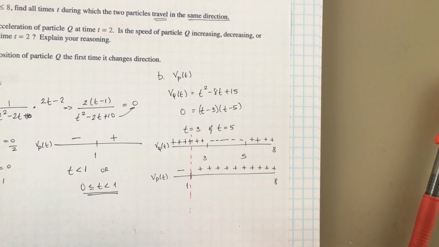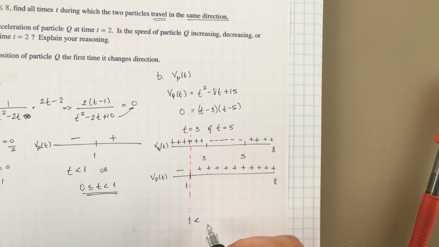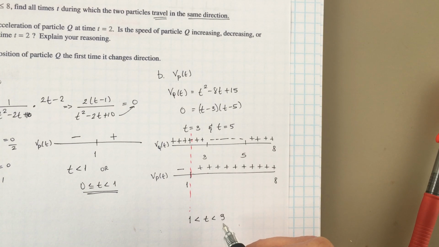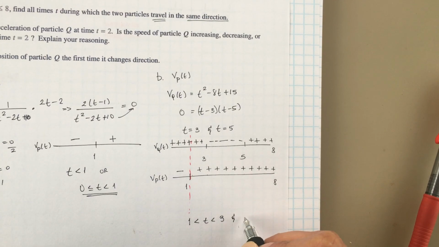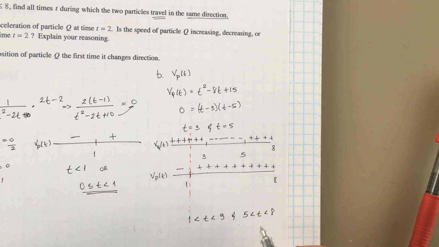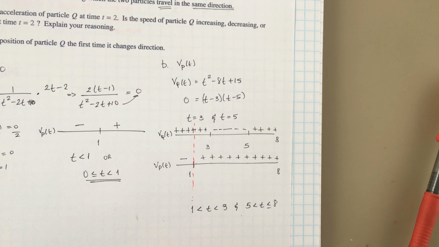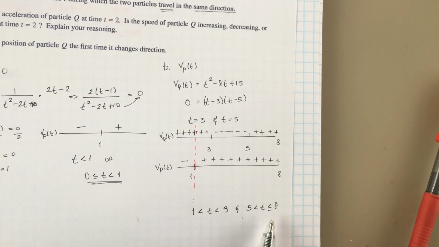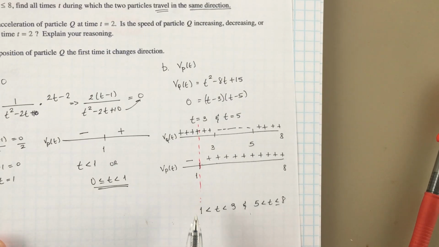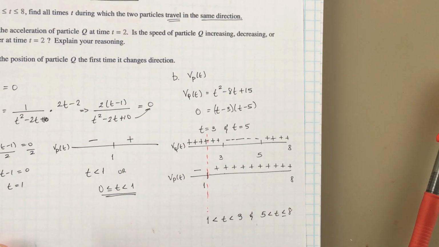Remember, because it only says from 0 to 8. So it goes from 1 to 3. That's the first one. And then between 5 and 8. All right. Now, why did I include 8? They included it right here. And that's it, guys. So you see how I had to overlap them? I overlapped them just so you'll be able to see.